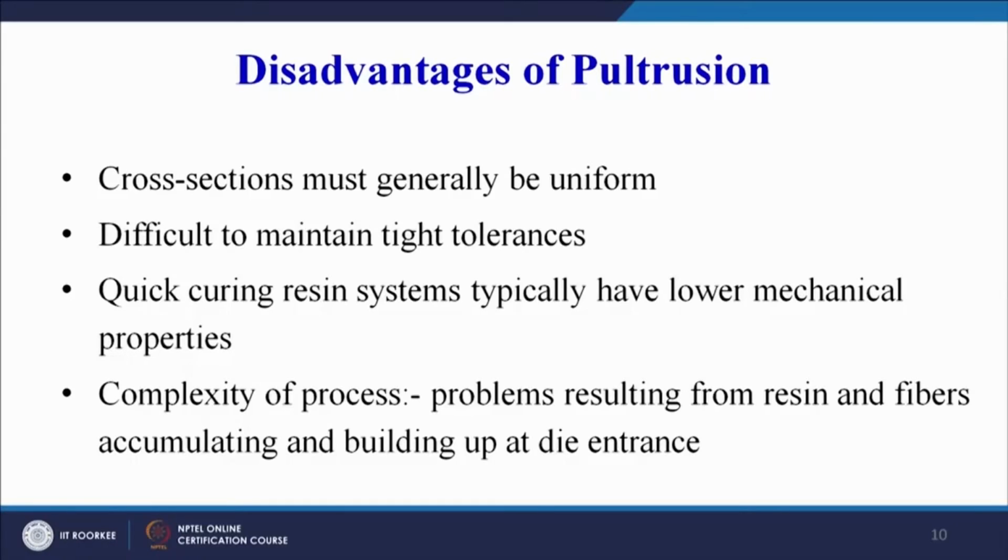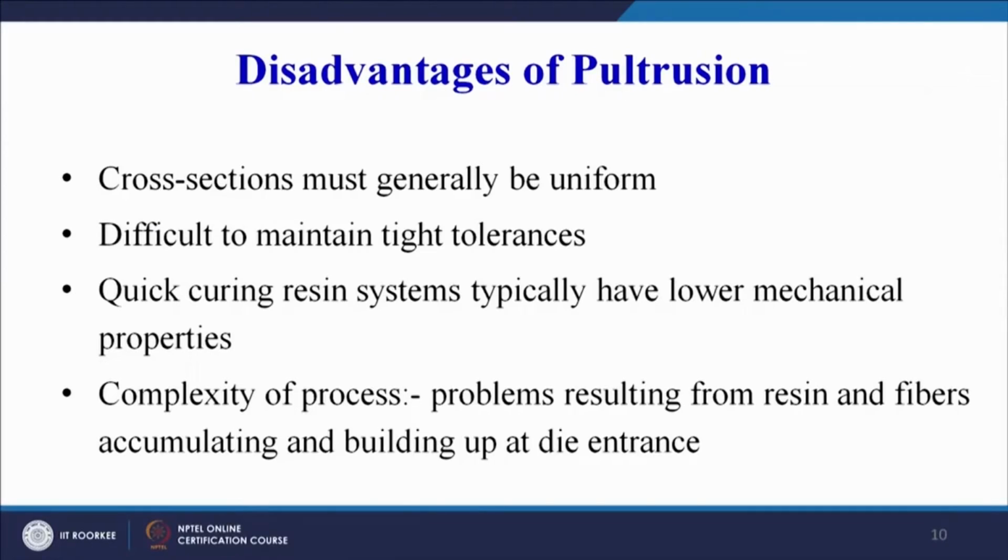Now there are disadvantages also, limitations of the process also. If you see, the cross section is one of the challenges. I have explained in the beginning also that this process is used for uniform cross section products only. So if the cross section of the product is varying or it is wavy, it is difficult to process using the pultrusion process. So the cross section must generally be uniform in case of pultrusion. That is one limitation.